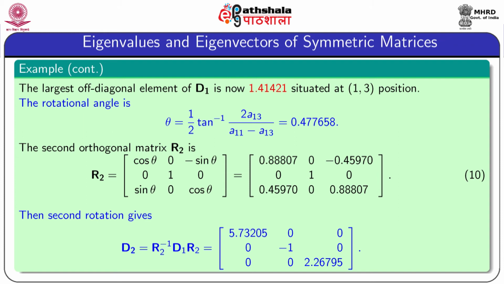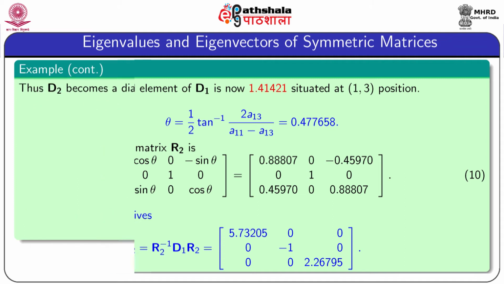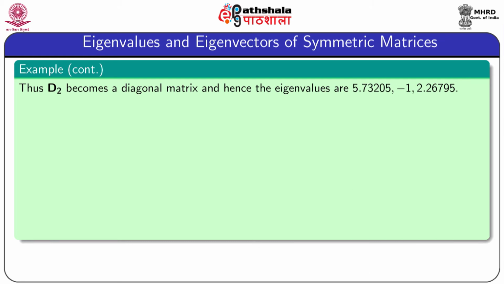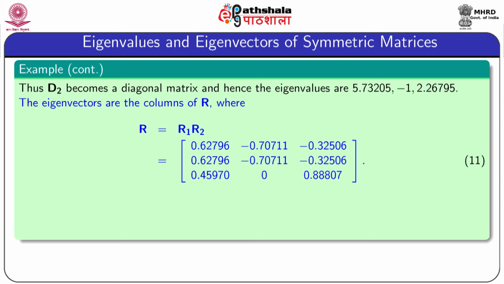Then the second rotation gives the matrix D2 equal to R2 inverse D1 R2, which is a diagonal matrix. Note that in this case D2 becomes a diagonal matrix. So, no further rotation or transformation is required. The diagonal elements of D2 are the eigenvalues of the given matrix A. So, here we conclude that D2 becomes a diagonal matrix, and hence the eigenvalues of the matrix A are 5.73205, -1 and 2.26795.